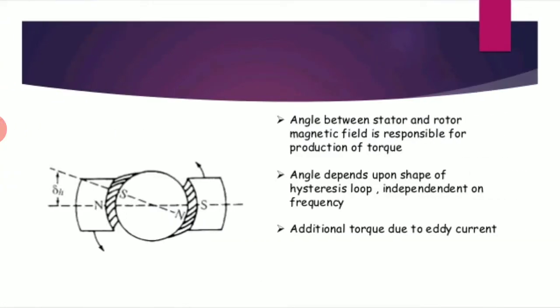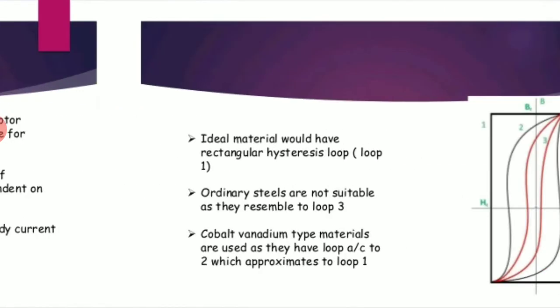The angle between the stator and the rotor magnetic field is responsible for the production of the torque. This angle depends upon the shape of the hysteresis loop and is independent of the frequency. This is a very important point. Additional torque is also produced due to the eddy current.